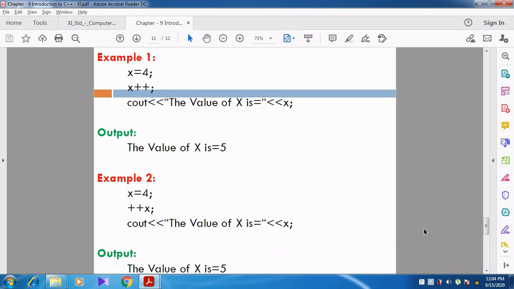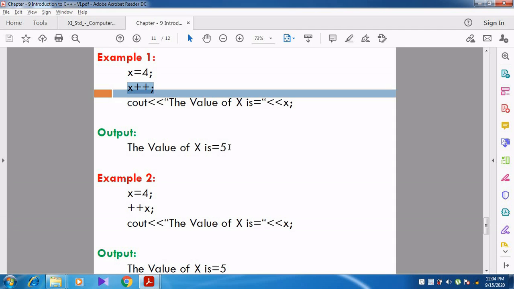Now let us see the example. So x equal to 4. x equal to 4 means 4 is assigned to x. Then x plus plus. x plus plus means x equal to x plus 1. Now they are using a cout statement and then printing. We have not yet discussed cout, so later we will discuss it. Just see the output.